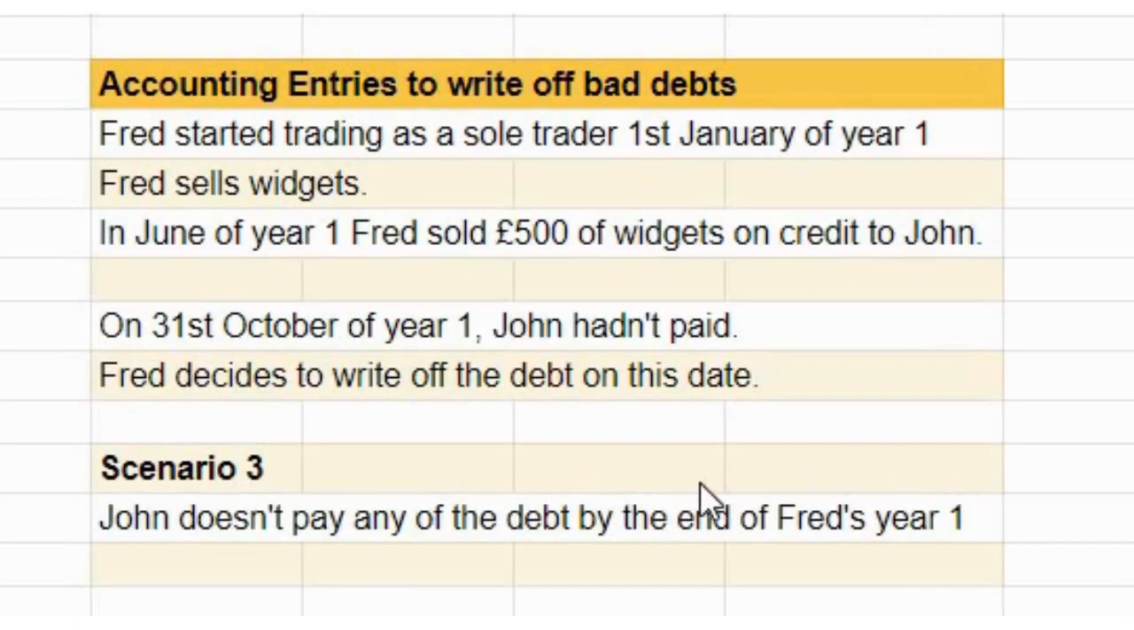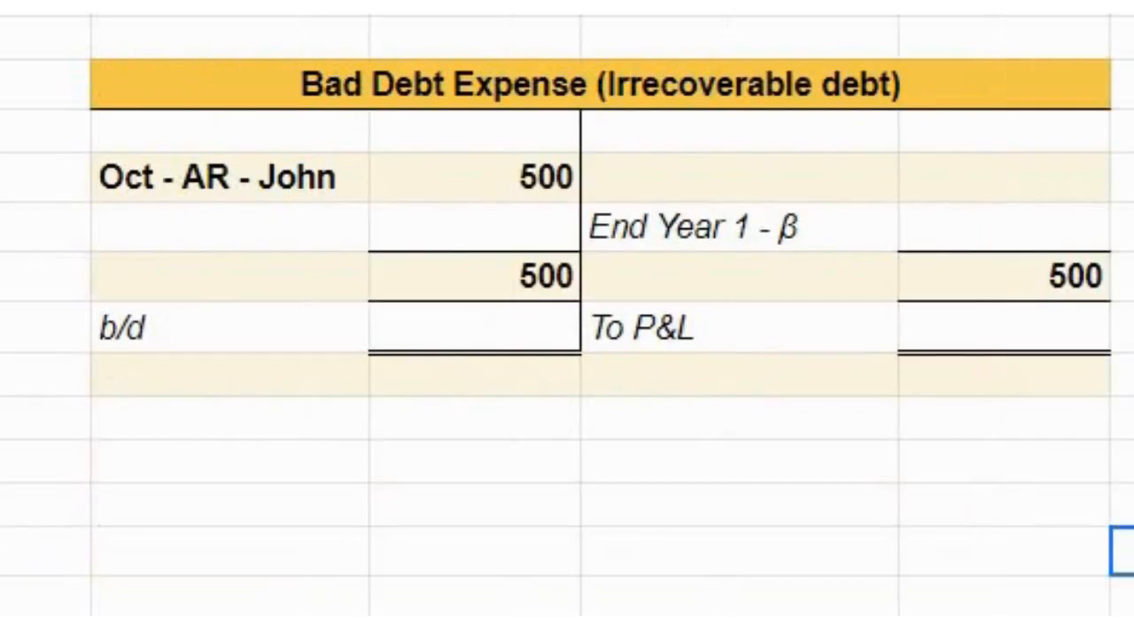Okay, let's take a look at the third scenario, which is that John doesn't pay off any of the debt by the end of Fred's year-end, year 1. So if we go back to October of year 1, we can see here that the original £500, Fred wrote that off as an irrecoverable debt in October, and so now it's come to the 31st of December of year 1, we need to balance the bad debt expense account.